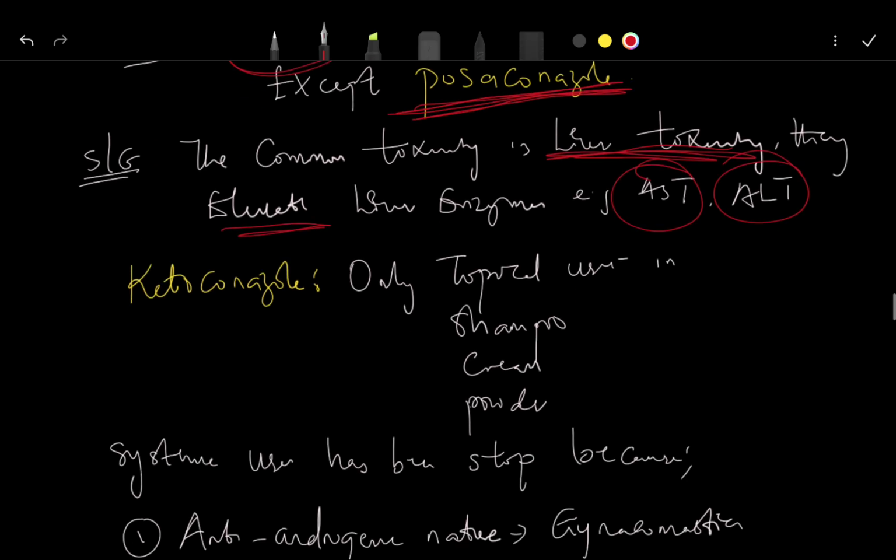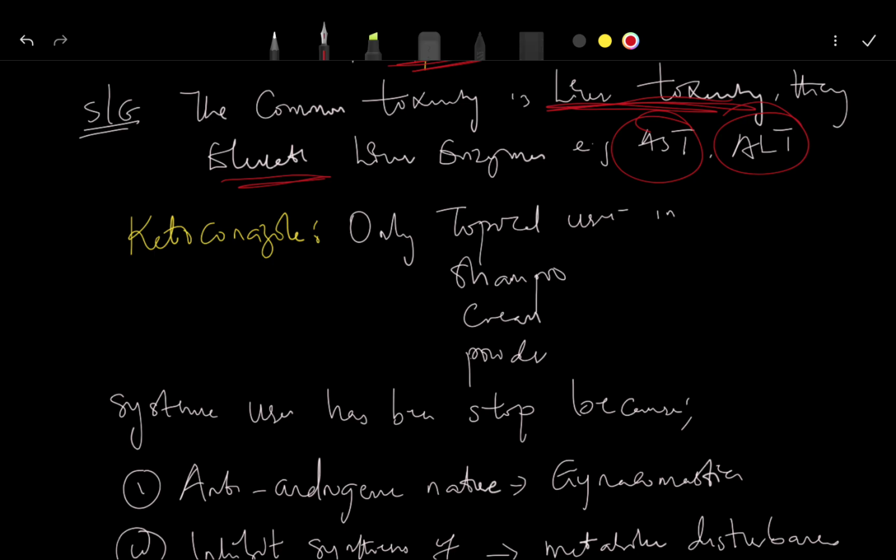Now we have various types of azoles, starting with ketoconazole. Ketoconazole use has now been drastically limited based on adverse effects and toxicity. These days we use it only for topical uses, where we use it in shampoo, creams, and powder.